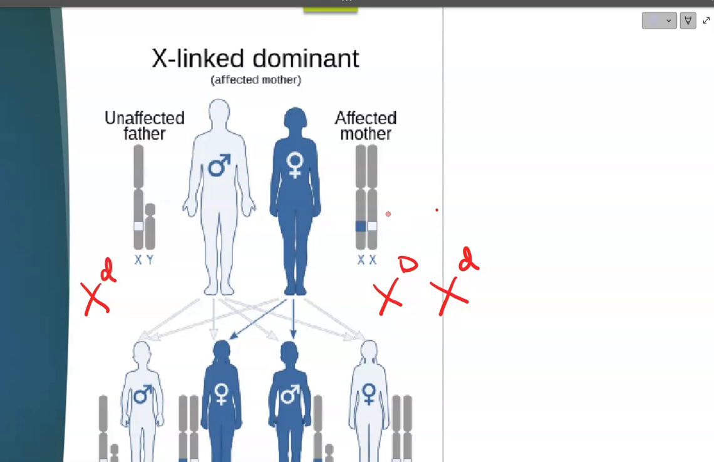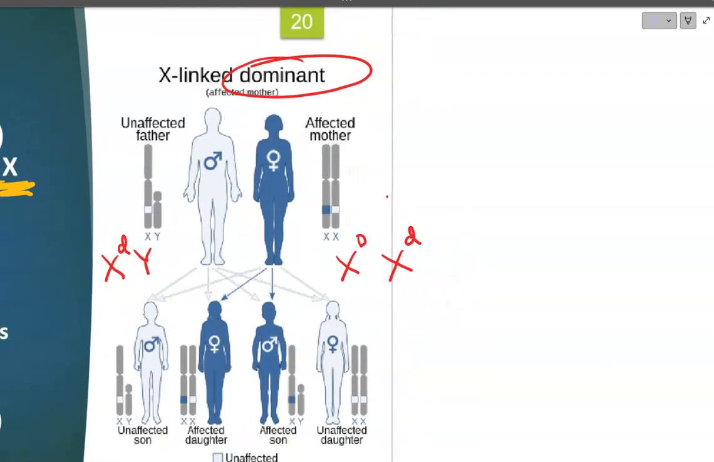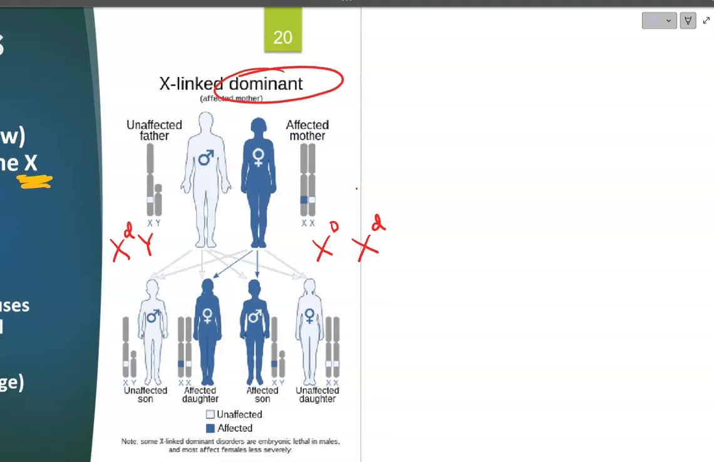So he would be a lowercase d and a lowercase y and a y. So again, I said that this trait is dominant. So as long as you have that capital letter, you will have the trait. And so this, if it's dominant, it would actually affect males and females equally, because as long as you get that allele, you're going to display it no matter what.